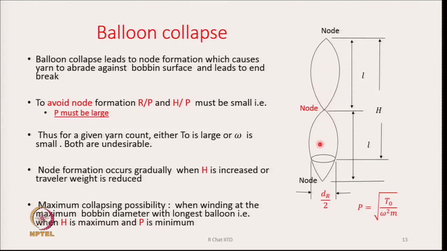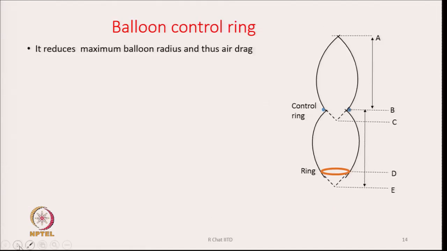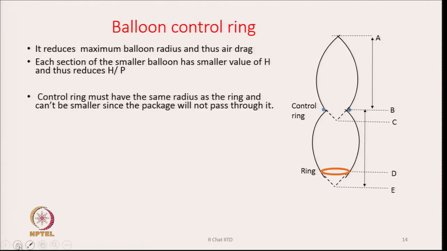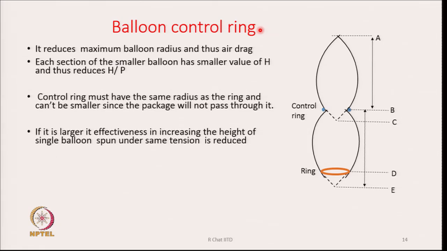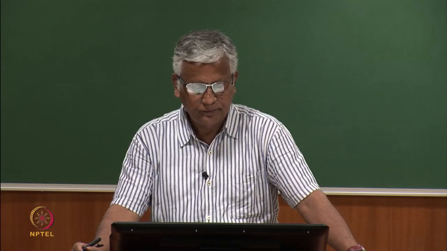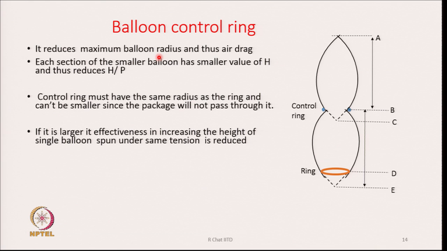So, it will come into contact with the bobbin surface and the yarn is going to abrade and break. So, to avoid this balloon collapse, or to be able to increase the length of the bobbin, a balloon control ring is one solution. That is why balloon control rings are there. It will reduce the maximum balloon radius and therefore, it will reduce the air drag. Part of the tension is coming from air drag. So, it is going to reduce the air drag also by reducing the balloon radius.